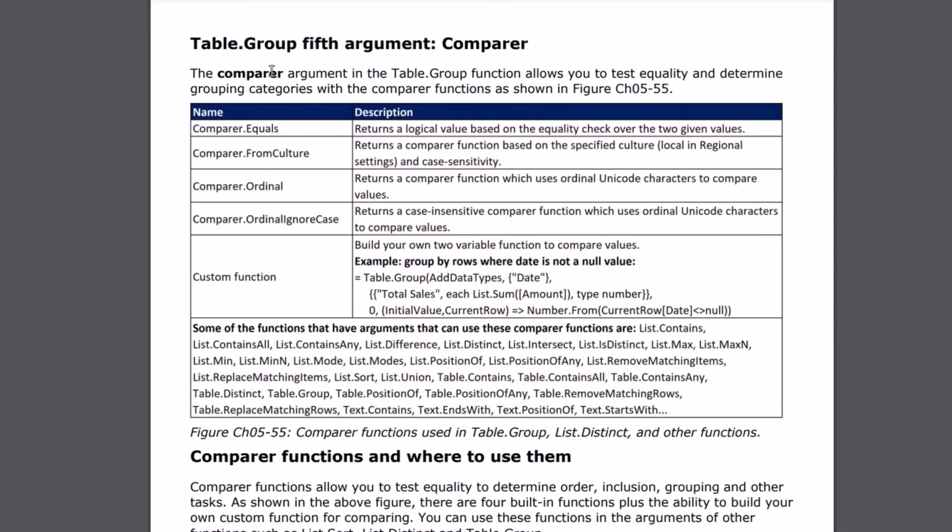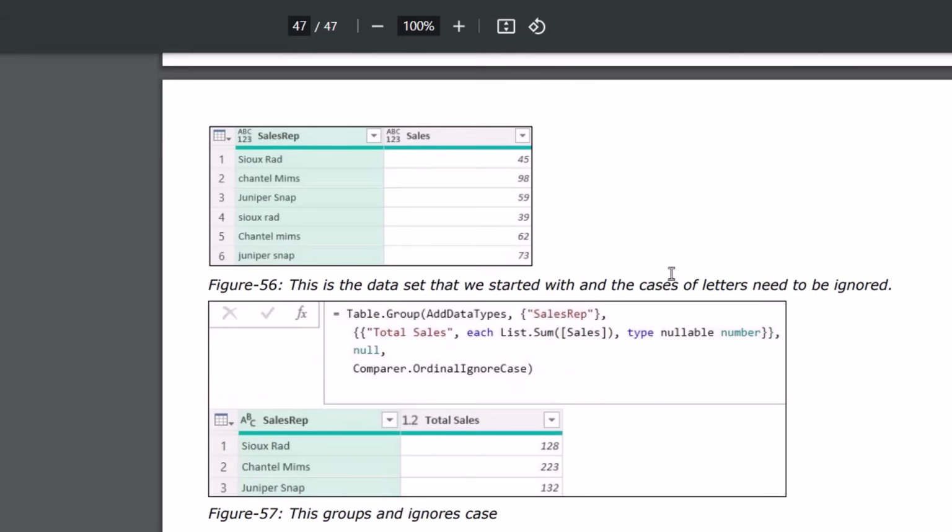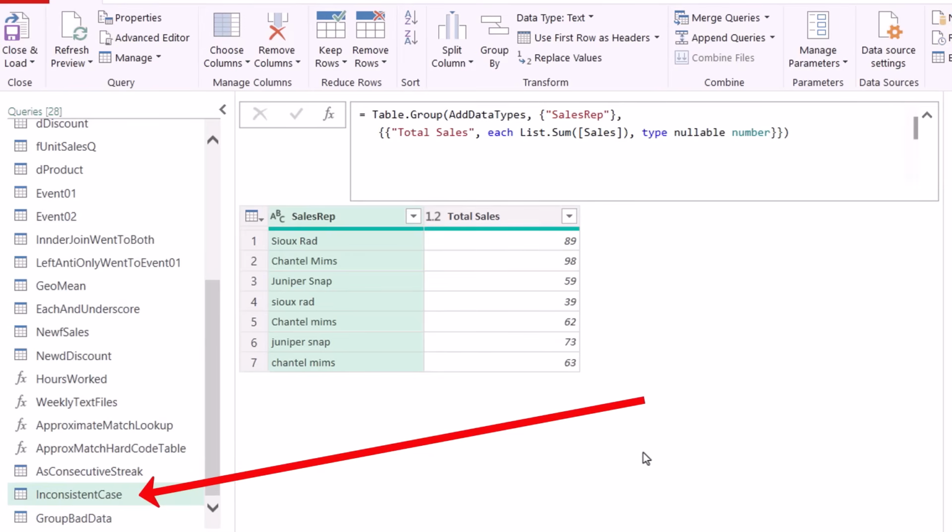The Table.Group fifth argument, comparer, allows us to use functions to create grouping categories. For example, we could group by equating letters from different alphabets. We could group case insensitive, or we can create our own custom function to determine the grouping categories. What we want to do in this example is go from this data set where we don't have consistent case, and we want to group to get this report. It's as simple as using one of the built-in functions.